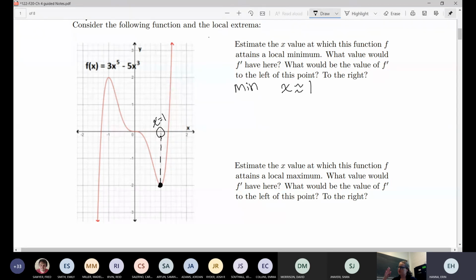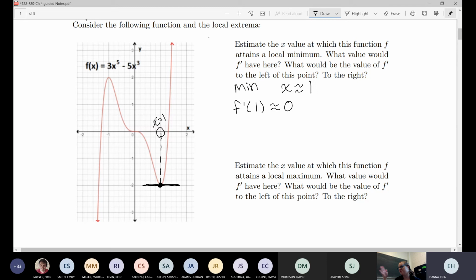What would the value of the derivative be there? So remember, derivative tells us slope, and specifically slopes of tangent lines. So if I take my tangent line right there, it looks like the derivative at that point would probably be 0. I'm still going to write approximately, just because I'm not saying it is or it's not, but it looks like it's probably going to be about 0 there.